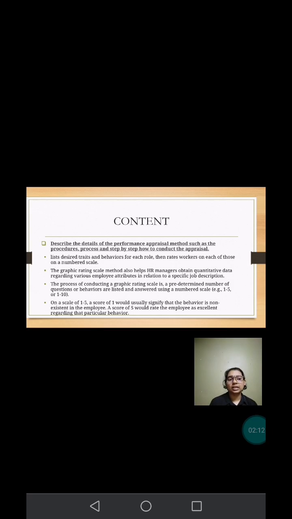Okay, so moving on to the process. In the process of conducting a graphic rating scale, a predetermined number of questions or behaviors are listed and answered using a numbered scale. For example, 1 to 5 or on a scale of 1 to 10. On a scale of 1 to 5, a score of 1 would usually signify that the behavior is non-existent in the employee, and a score of 5 would rate the employee as excellent regarding that particular behavior.